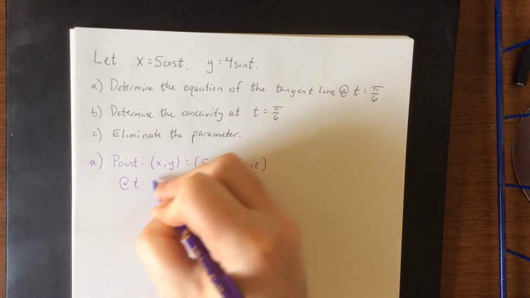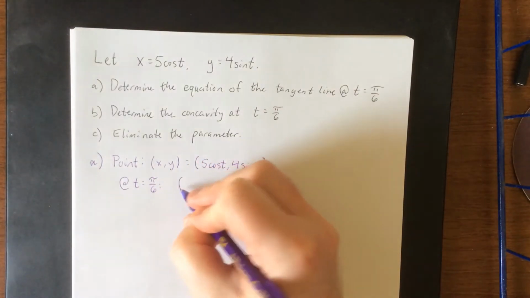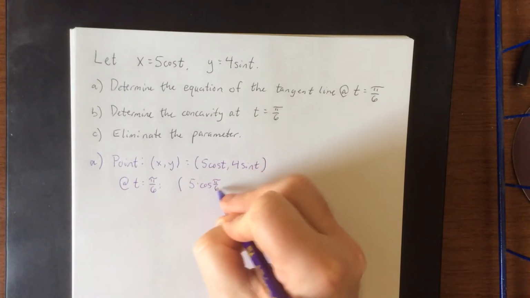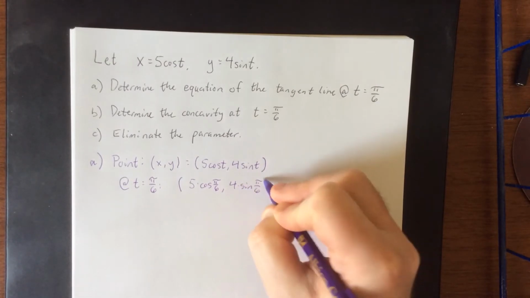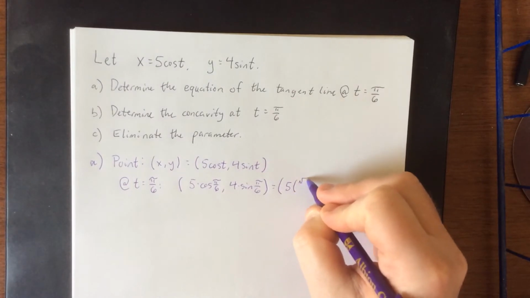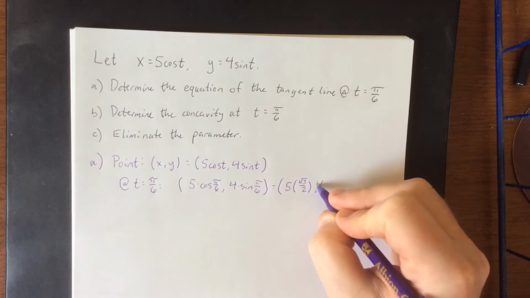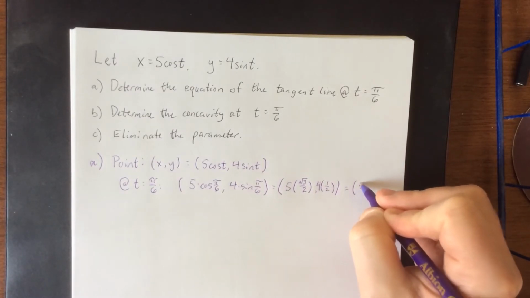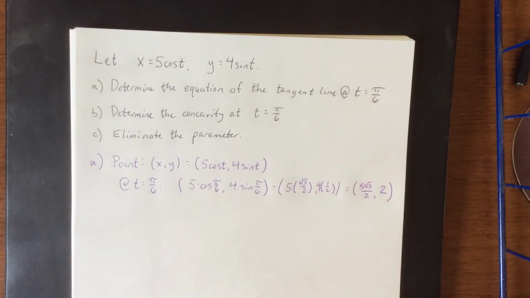And we'll go ahead and plug in t equals pi over 6, and we will get that the ordered pair is going to be 5 times the cosine of pi over 6, comma, 4 times the sine of pi over 6. Simplifying those according to the unit circle, cosine of pi over 6 is root 3 over 2, and the sine of pi over 6 is going to be 1/2. Therefore, our ordered pair is going to be 5 square roots of 3 over 2, comma, 2.